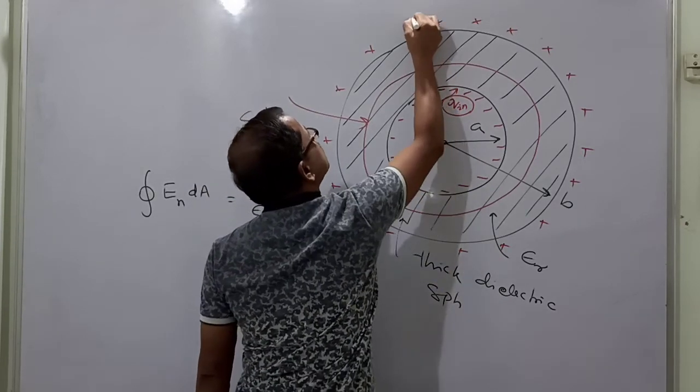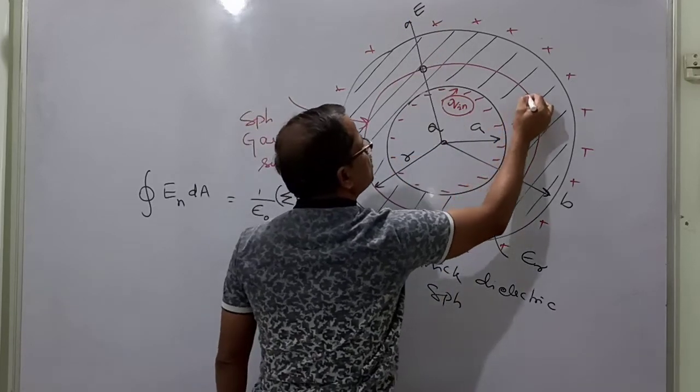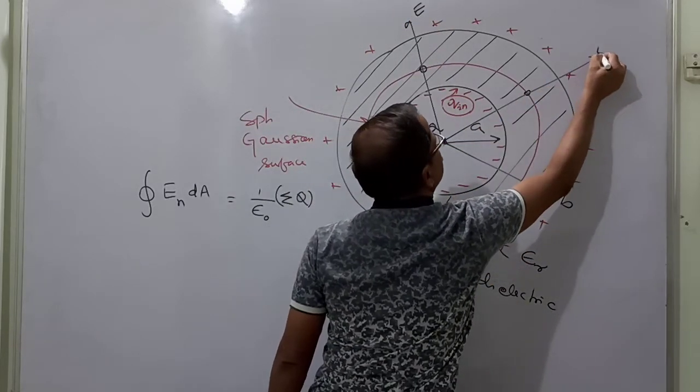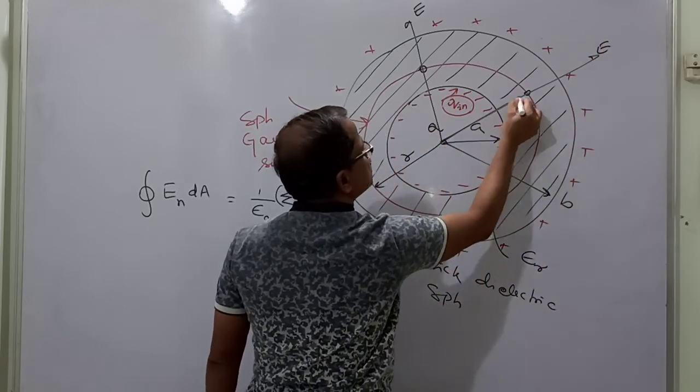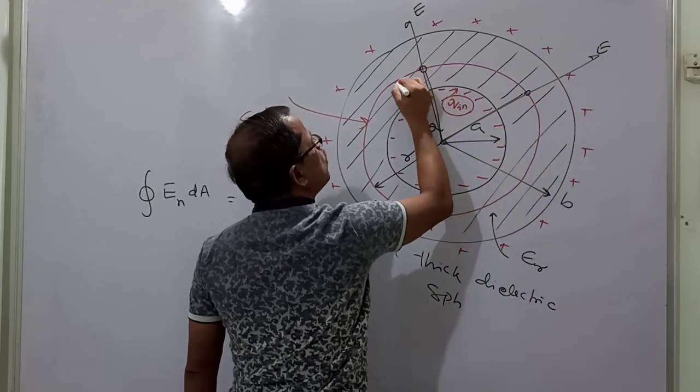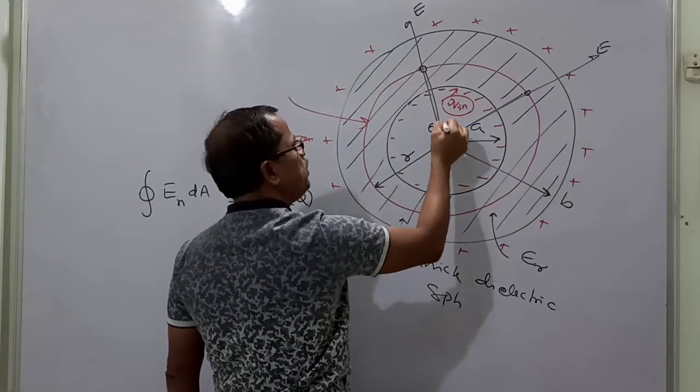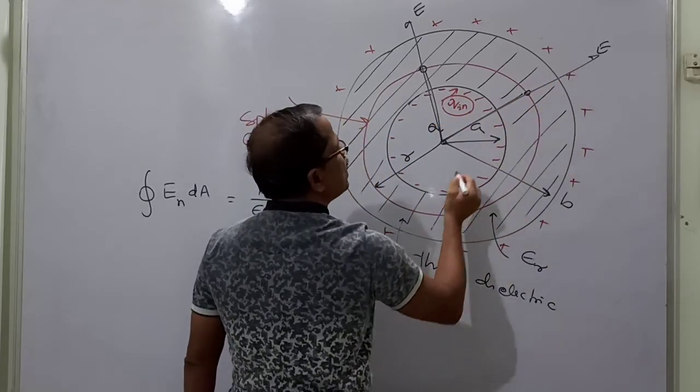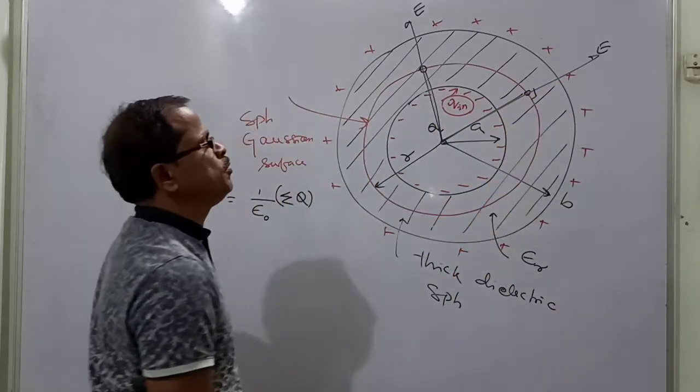Electric field here is equal to E. Here, how much is the electric field? It is equal to E, the same value, because this distance is R and this distance is R. On the Gaussian surface, the electric field will be the same everywhere and also normal to the sphere.